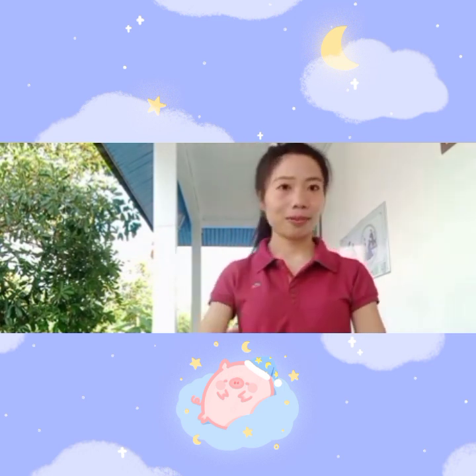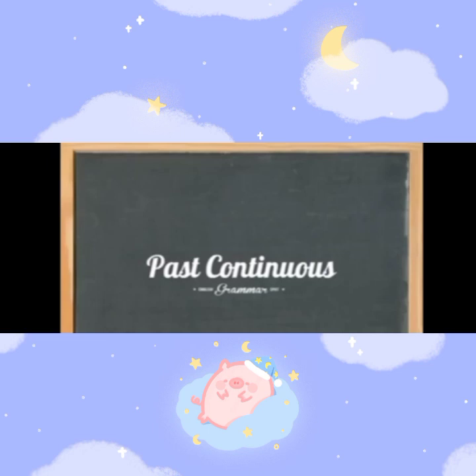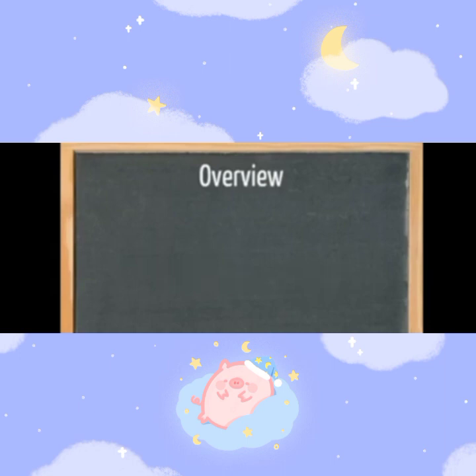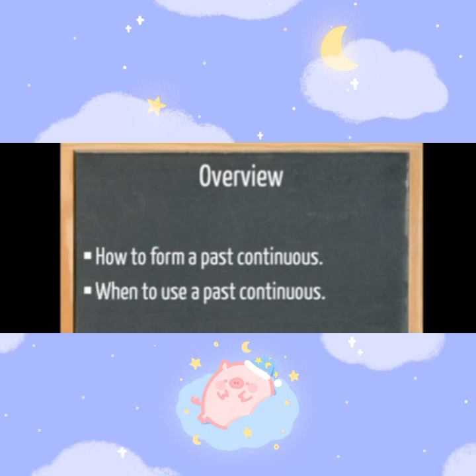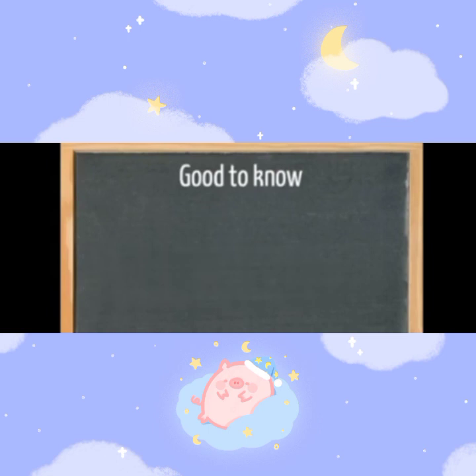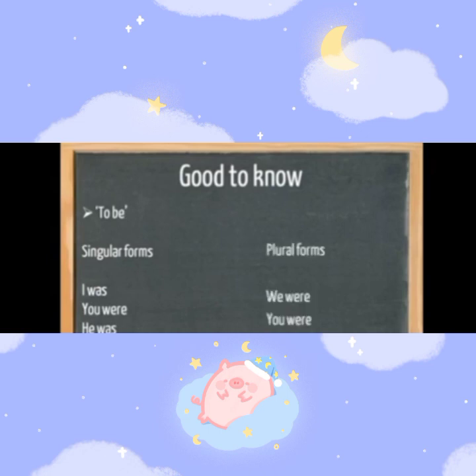Welcome to English Grammar Spot. This tutorial is about the past continuous. In this lesson, I'm going to show you how to form the past continuous and when to use it. But before we get started, it's good to know how to conjugate the verb to be in its past tense. For the singular forms: I was, you were, he was, she was, it was. And for the plural forms: we were, you were, they were.